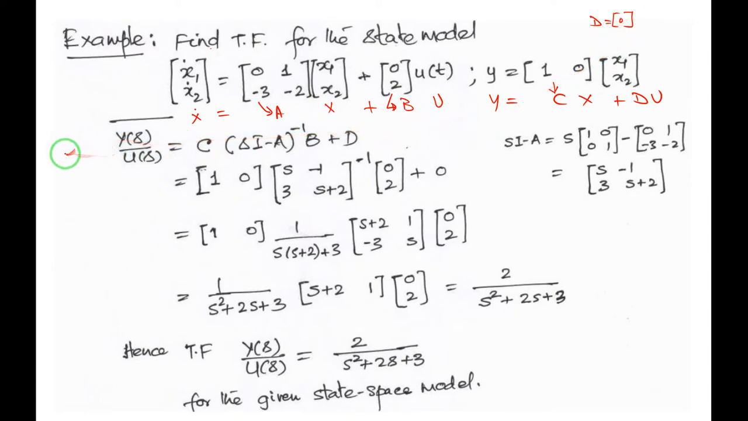Okay, we know the transfer function equation is equal to Y of s by U of s, that is equal to C (sI minus A) inverse B plus D. C matrix is [1 0] here, right? 1 0 they have written.